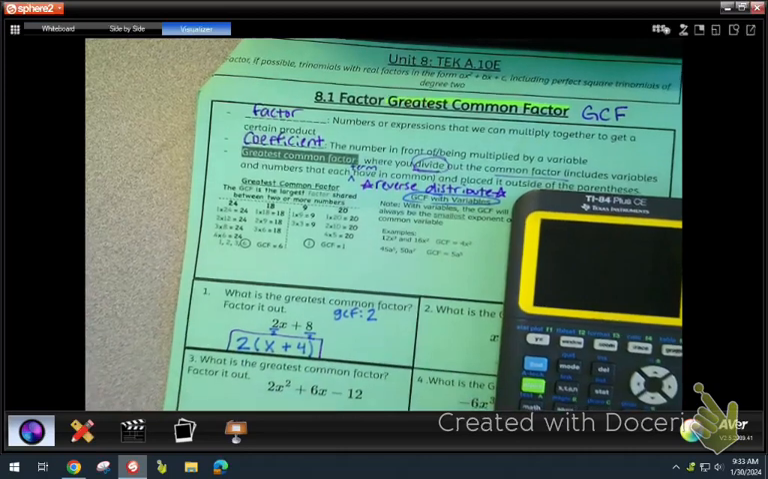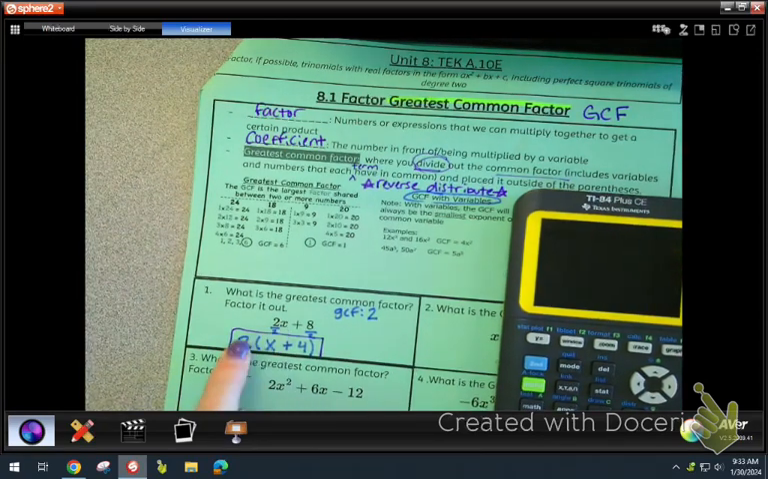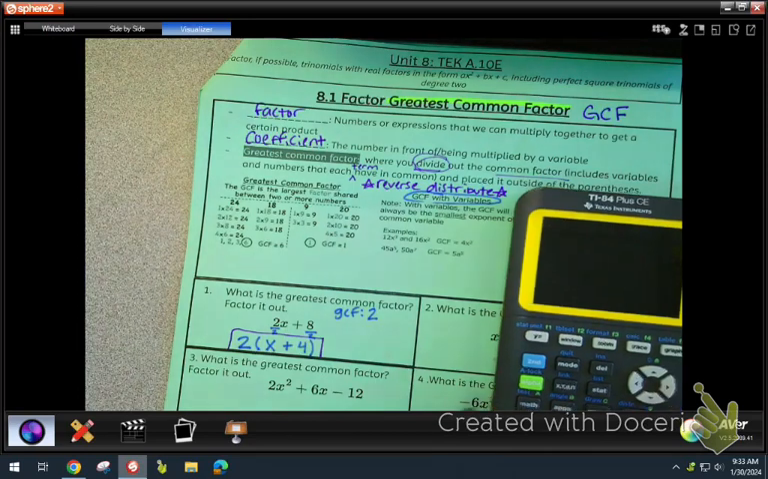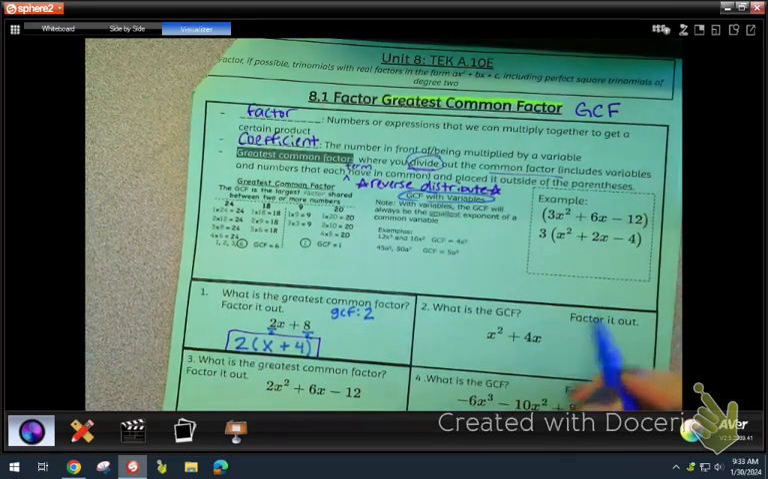You undistributed. If you were to go forwards, don't write it, just think it. 2 times x is 2x. 2 times 4 is 8. So you see how we're doing it backwards? Everything we're about to do is going to be backwards for the next couple weeks. Okay? There's number 1. All right, number 2.